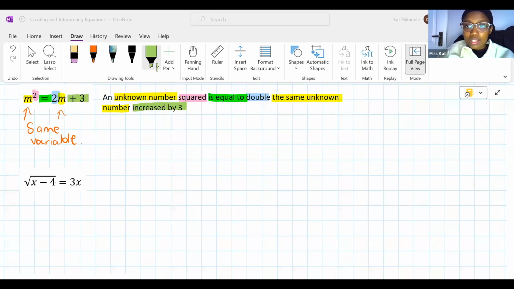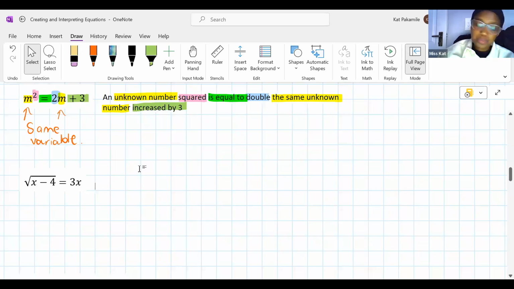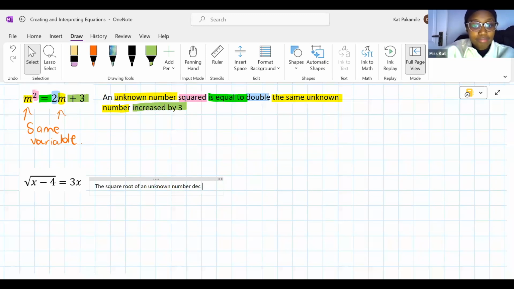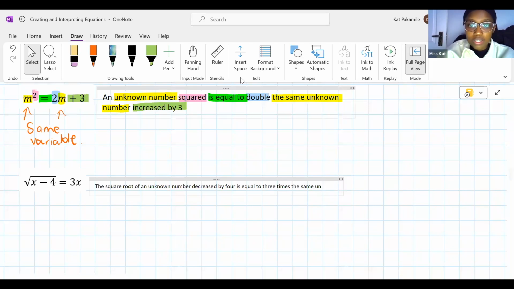Now, is Novoyo going to answer me? Novoyo, do you have a question? No, ma'am. Ma'am, I wanted to try the next one. Beautiful. Let's do the next one together. Ma'am, is it going to be the square root of an unknown number decreased by 4 is equal to 3 times the same unknown number? That was beautiful and you are correct, my darling.